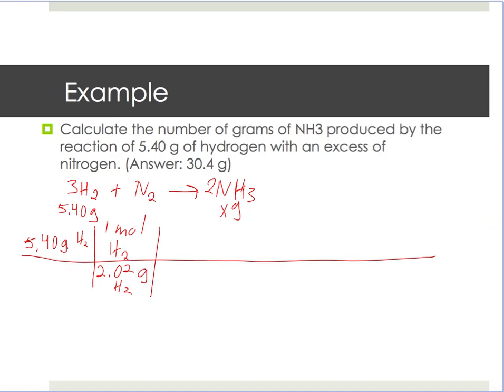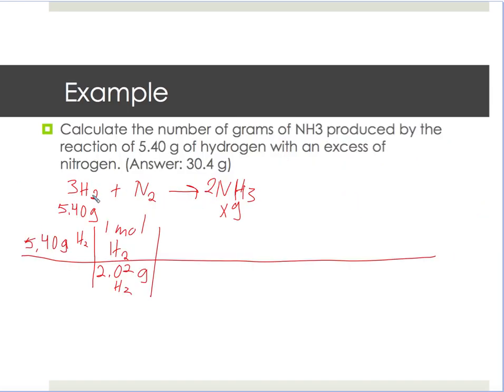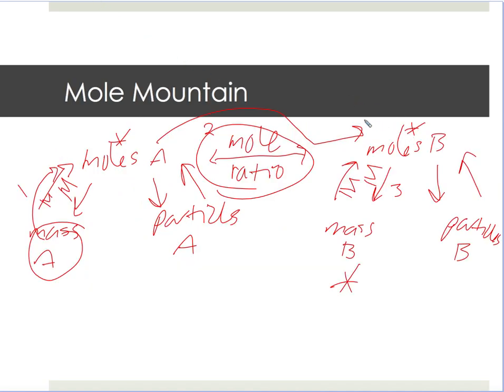Okay, that's step one. Step two, now I'm at the top. I'm at moles of A. I got to get to moles of B. So to do that, I have to use this mole ratio in the middle. Alright, so my ratio of hydrogen to ammonia. I have 3 moles of hydrogen, this 3 here, for every 2 moles of ammonia, the 2 there. So because hydrogen's on top, I need 3 moles of H2 on bottom. And I need 2 moles of NH3, that's what I'm going to, on top. That's step 2.